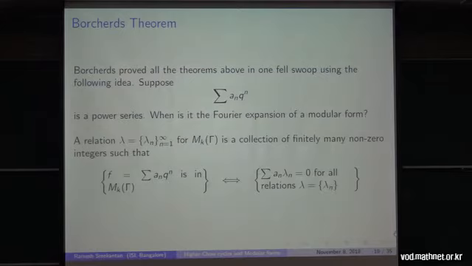So this says that if you have a bunch of relations and you have a power series, if the coefficients of the power series satisfy this property, then that power series is the Fourier expansion of a modular form.